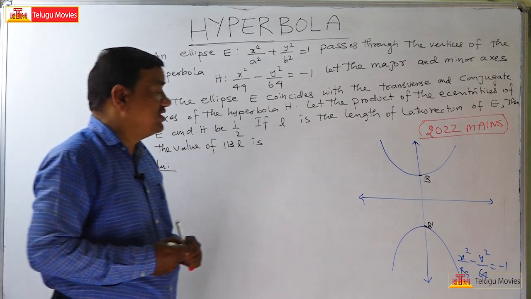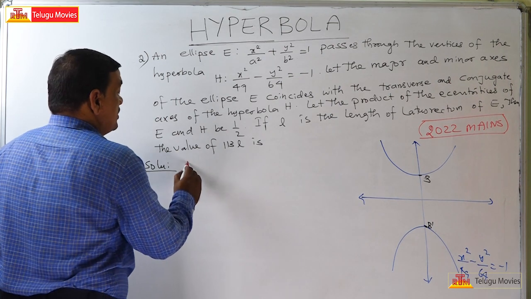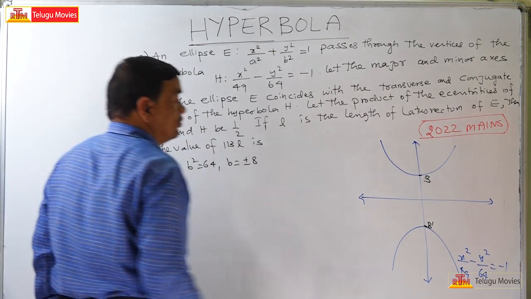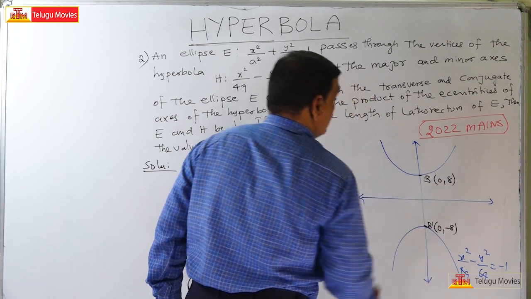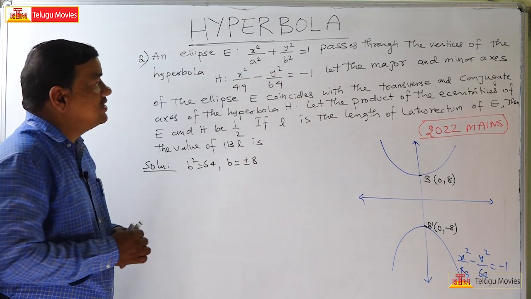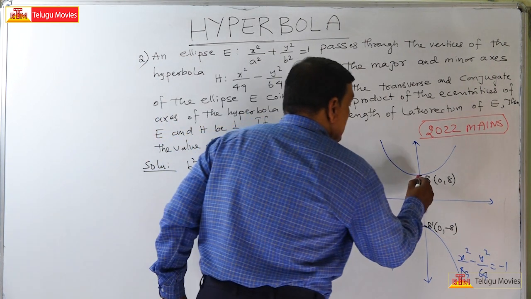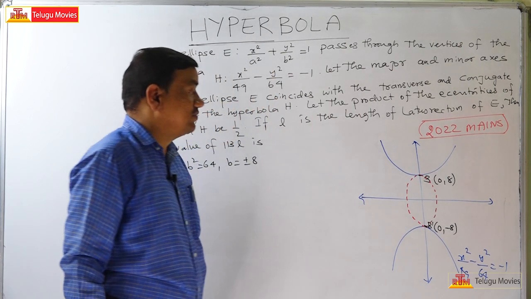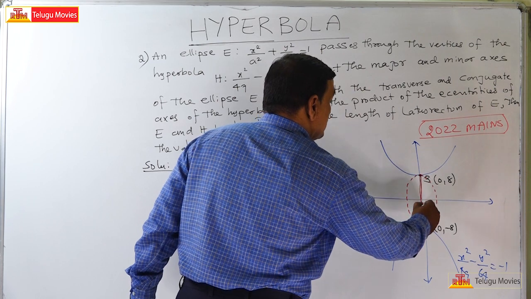Now immediately find the vertices. Here x square by 49 minus y square by b square, so b square is 64. Therefore b is plus or minus 8. So the vertices are 0 comma 8 and 0 comma minus 8. Now coming to the problem: the ellipse E passes through the vertices of the hyperbola. So what are these vertices? This length and this length.